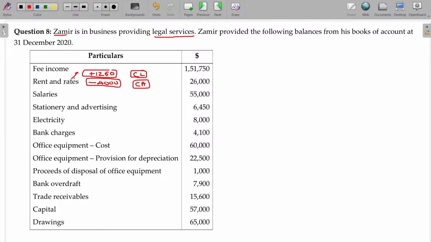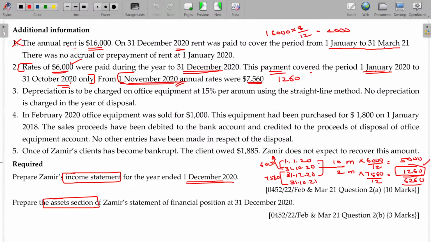Do two adjustments. Third, depreciation is to be charged on office equipment at 15% per annum using SLM method. No depreciation is charged in the year of disposal. If you are selling any equipment, you don't charge any depreciation for this year. For whatever assets you have, you can charge the depreciation under straight line method.